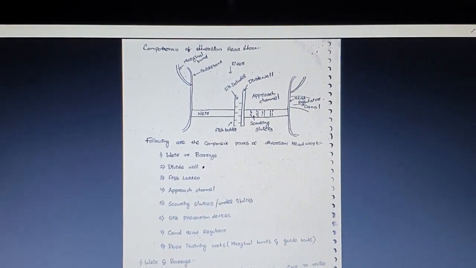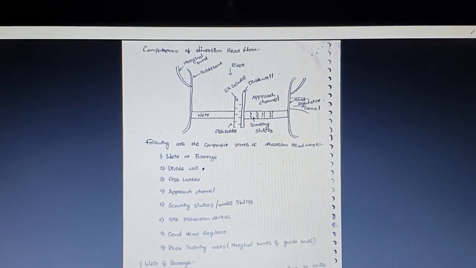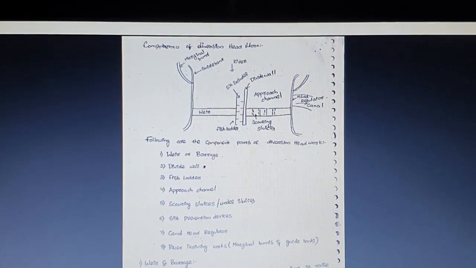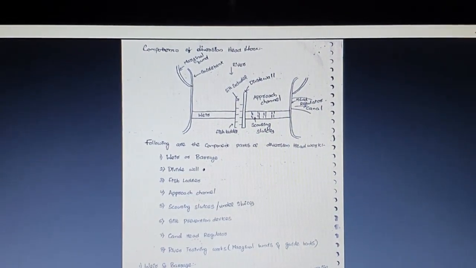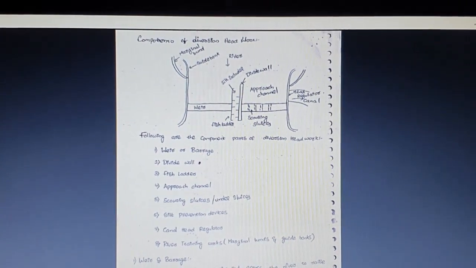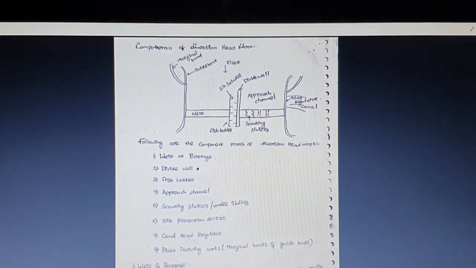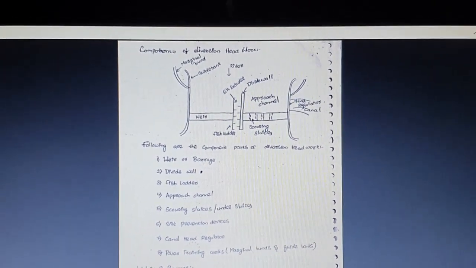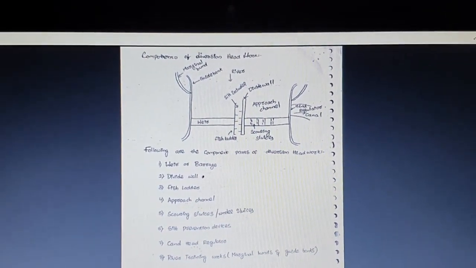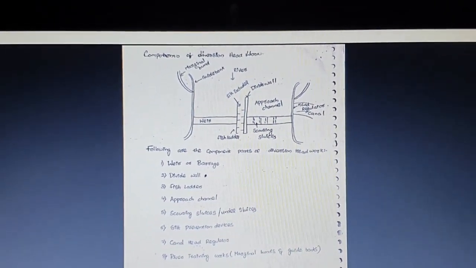Now, a very, very important question for your long answers is about the components of the diversion headwork. Definitely you will be getting this question in your external. So what are the things we will be having in the diversion headwork? First, you can see the marginal bund and guide bank in the drawing, as well as the fish ladder. It also consists of the scouring sluices, the approach channel, the divide wall, and the head regulator and canal regulator.